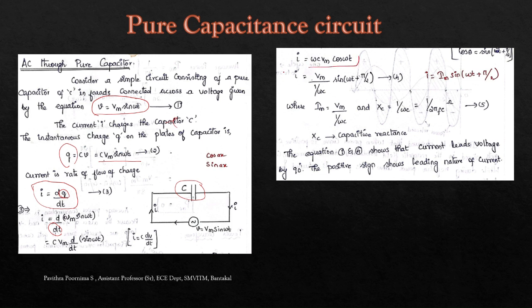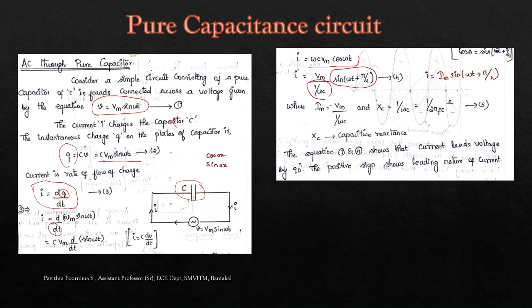To get it in the general form, which is I equal to Im sin omega t plus some angle or minus some angle, we are rewriting the equation. Here the numerator omega C, we can take it to the denominator as 1 by omega C. So Vm divided by 1 by omega C, sin omega t plus pi by 2. This sin omega t plus pi by 2 comes from the formula cos theta equal to sin theta plus pi by 2. In place of theta we have omega t, so omega t plus pi by 2.